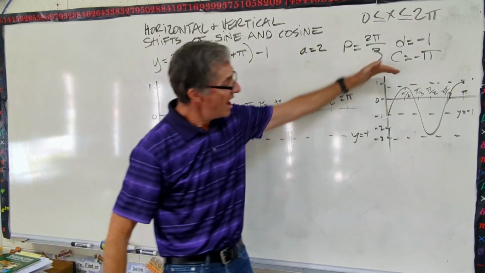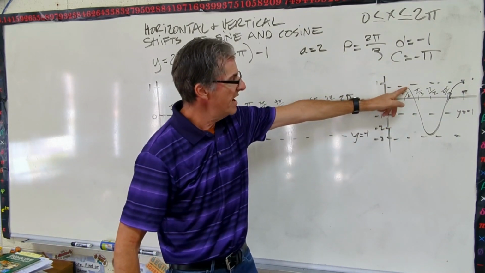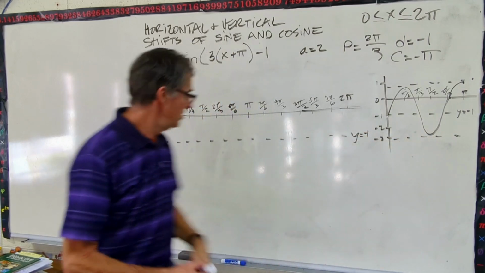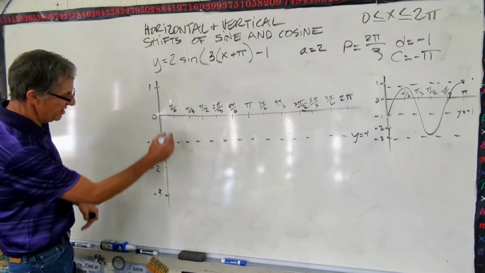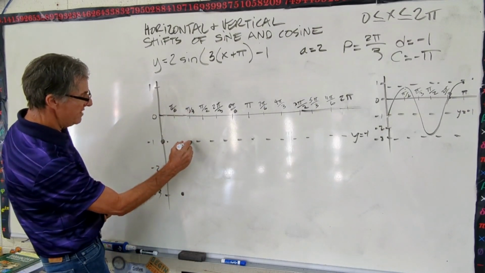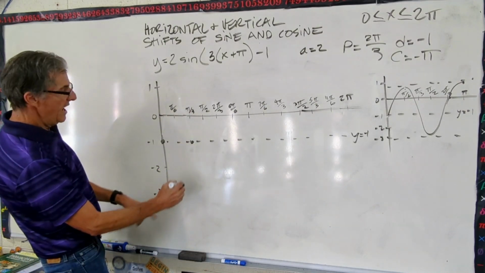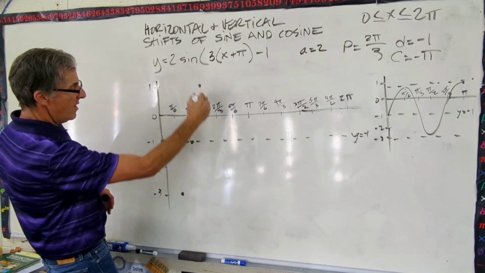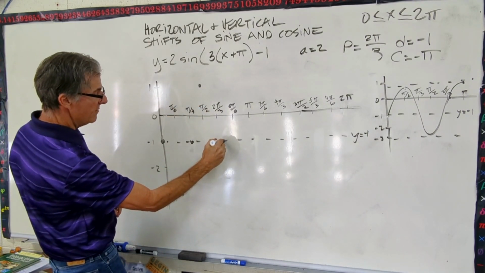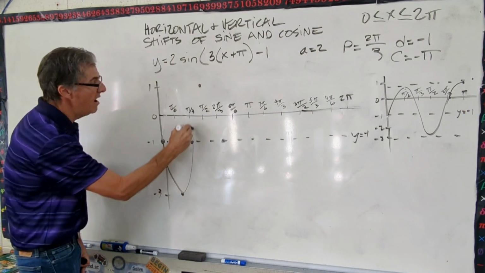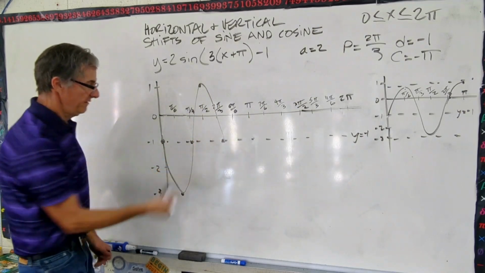And remember, we go by pi over 6s: pi over 6 to the max, another pi over 6 to the axis, another pi over 6 to the minimum. So my next point is going to be pi over 6 minus 3, and then at pi over 3, we're back at minus 1, and then at pi over 2, we get up to positive 1, and then at pi over 3, we are back at our principal axis. So here's our graph. Come down, up, back down, okay?